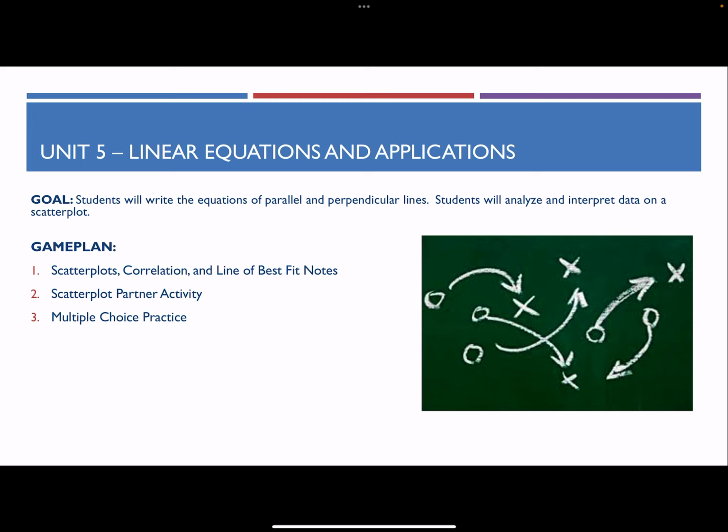Hi everyone, we are here to talk about scatterplots and correlation. So get the note packet from the sub and follow along. We're going to start with scatterplots, correlation, and line of best fit notes, and then you're going to do some multiple choice practice.